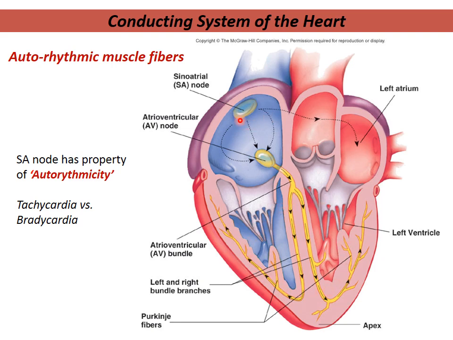So the SA node fires, the electrical impulse is sent to the left atrium, so both left and right atrium fire together. There's a slight delay at the AV node receiving that signal, and that allows both atria to contract fully before the signal is sent into the ventricles. From the AV node, the signal goes through the bundle of His, the left and right bundle branches, and into the Purkinje fibers, and then both ventricles will contract together.